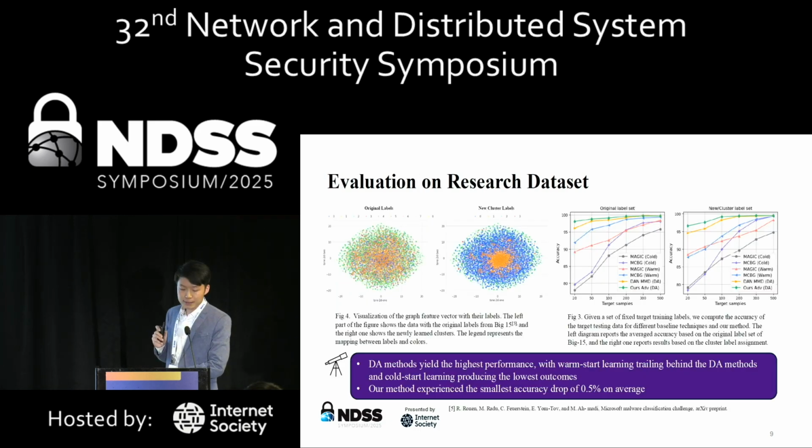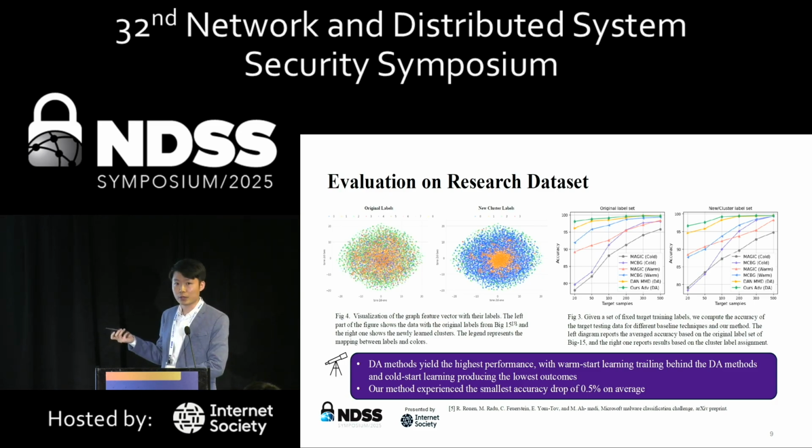In these slides, on the left, we visualize one of the most used malware detection benchmarks for Windows malware. It's called BIG 15. It might be familiar to some of you. On the left-hand side, we visualize the graph feature vectors with respect to the original labels. And on the right graph, you can see the visualization of the same graph feature vectors, but with the newly generated cluster labels. As you can see, our method can produce significantly more distinct malware clusters.